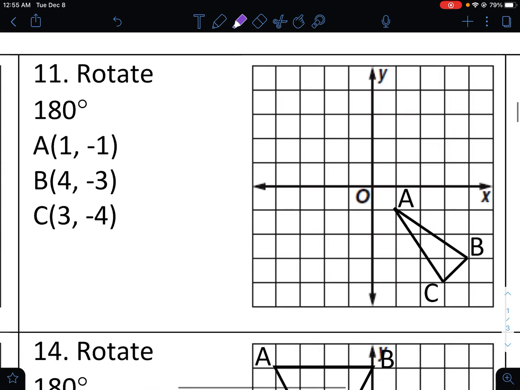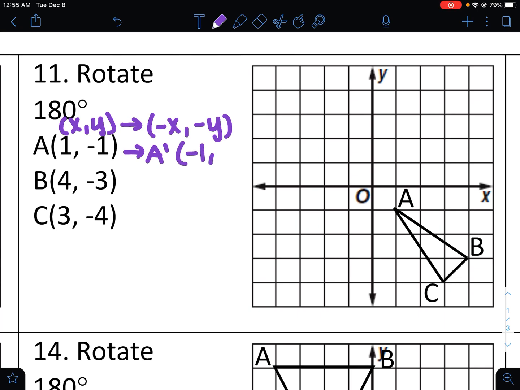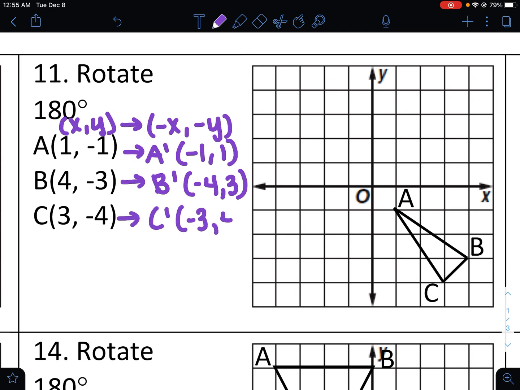All right, number 2, rotate 180 degrees. We have the same rule as above. So we start off with x, y, and the rule is just to keep them in the same spot, but change the signs of both x and y. So for A prime, that's going to be -1, +1, because remember we changed the sign of both. They do not switch places though, not for 180 degrees. Then we're going to have -4, +3 for B prime, and for C prime, -3, +4. We're just changing the signs.